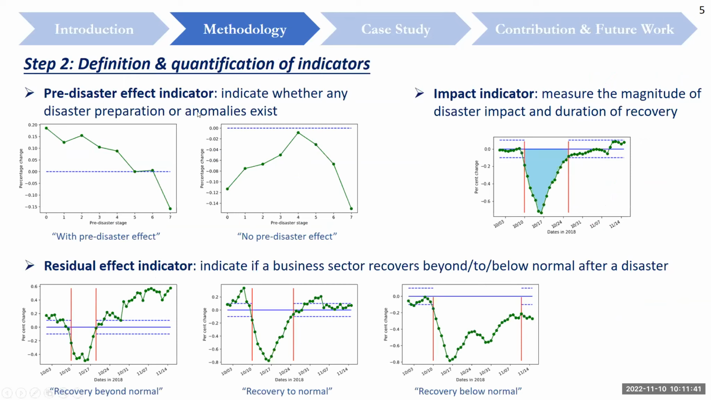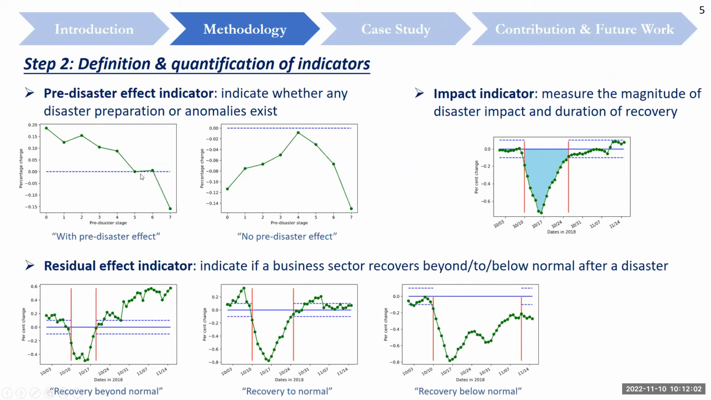So for the pre-disaster effect, we see that there can be two circumstances. One is that there are some pre-disaster effects, which means we can see that before the landfall of the hurricane, there's some obvious increase in the visitation of a certain POI or POI visits. We define it as preparation.